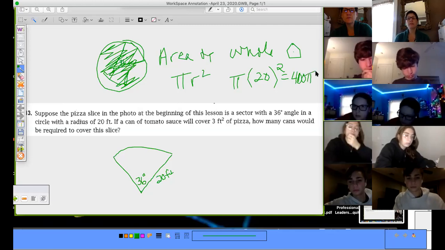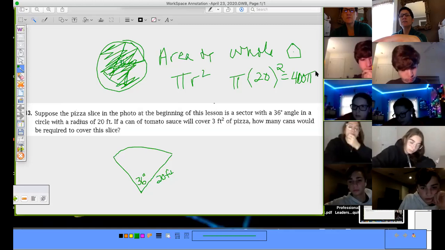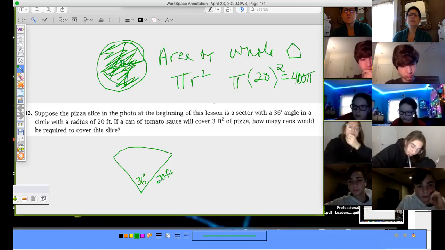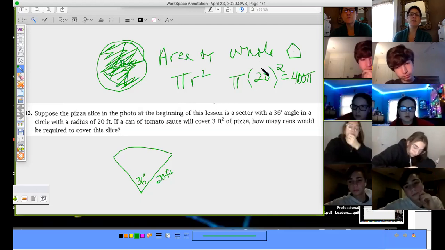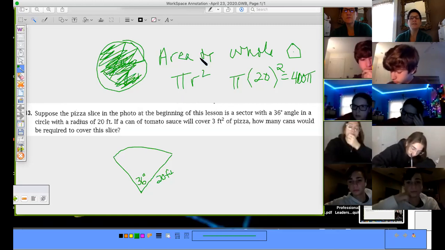Does everybody agree 20 squared is 400? Yes. Okay, so it's 400 times pi, and pi is a little bit more than how much? 3.14. It's about 3, so it's a little more than 3. If I do 400 times 3, what does that give me? 1,200. So this is going to be bigger than 1,200. The whole area of the entire pizza is going to be that.